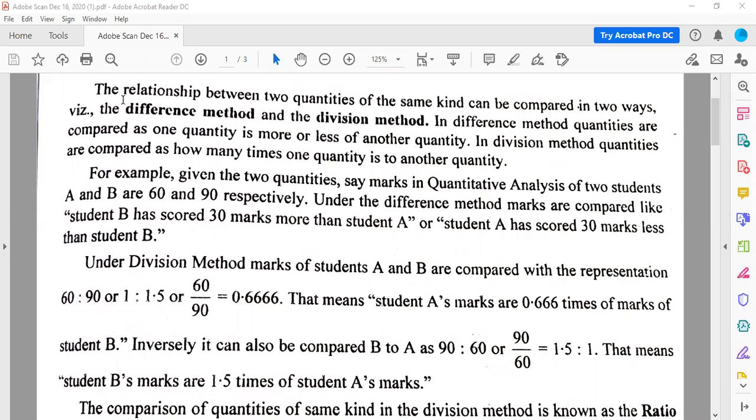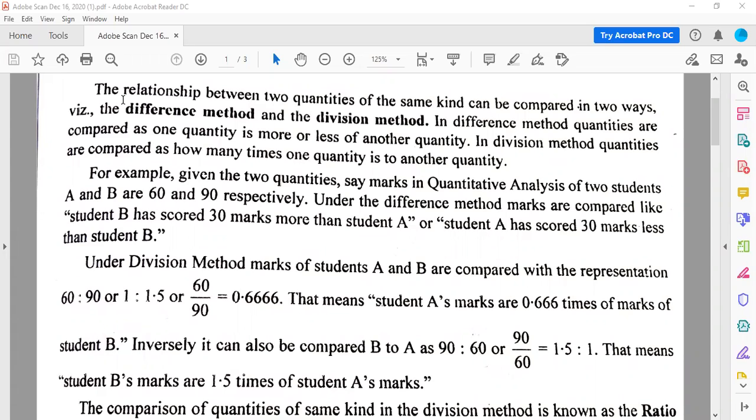I can compare the marks of a student in test 1 and test 2. Now the test is the same kind. The two quantities are test 1 and test 2. So the relationship between these two quantities of the same kind, when it is compared in a number of ways, that is known as ratio.